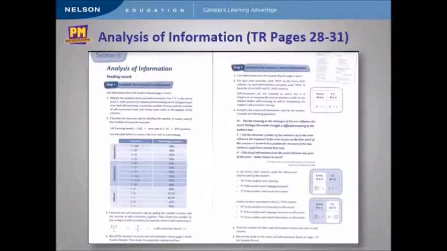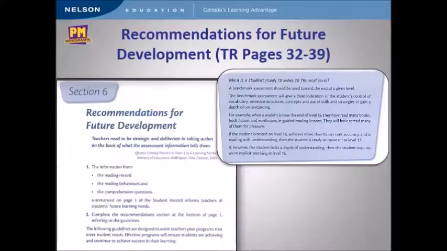And then the next part of the teacher's resource, pages 28 to 30, will really tell you, once you've delivered those tools, how do you go about analyzing them? And again, it's step by step. You'll see lots of visual examples to help you understand that. But also know we're going to go through all of this in the following videos.